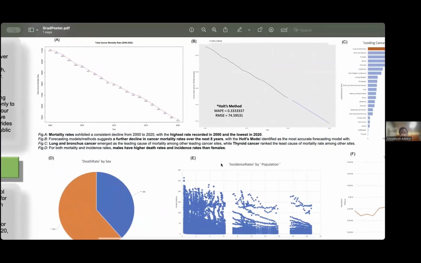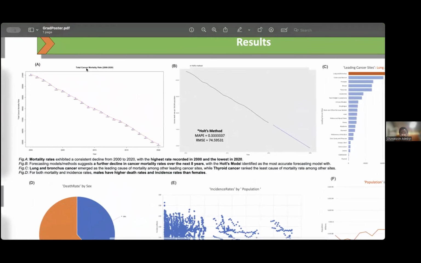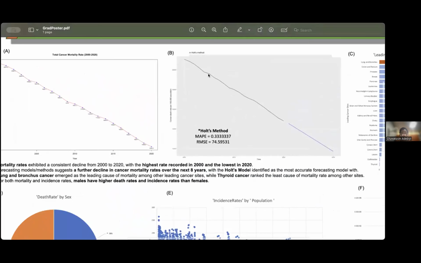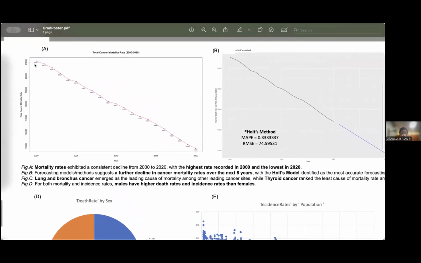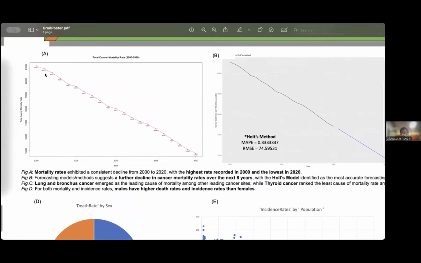So for example, here we can see this is the mortality, and I saw that for the total cancer mortality, there has been a decline from 2000 to 2020. And I know that this is kind of surprising. It was surprising for me when I was doing this research. I was like, oh, wow. So that means that we're actually doing something right.